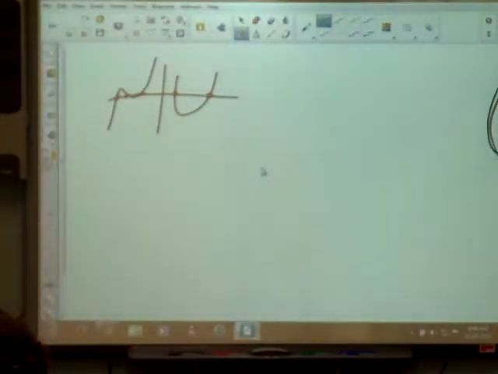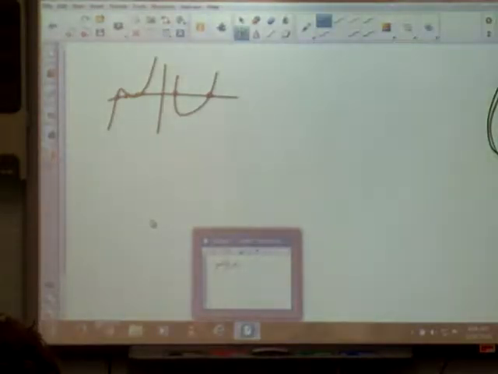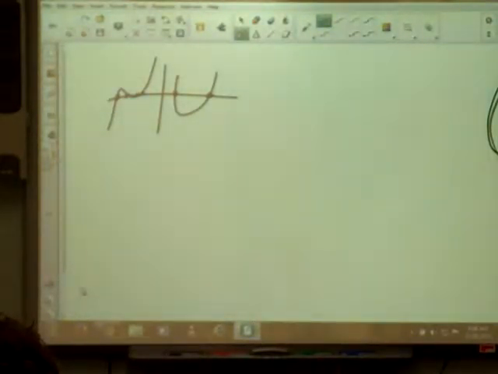Some people call those zeros, some people call them roots, some people call them solutions. So zeros, roots, solutions, whatever, you're finding where it crosses the x-axis. So that's what we're actually doing. I'm not going to spend time looking at graphs. I just want you to know what it is that you're finding.